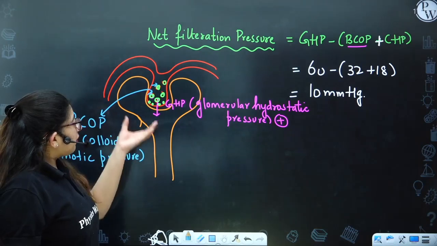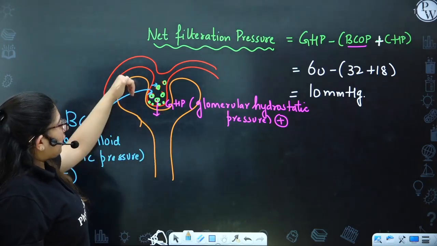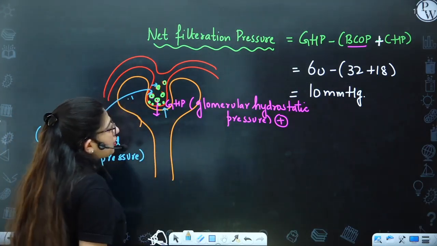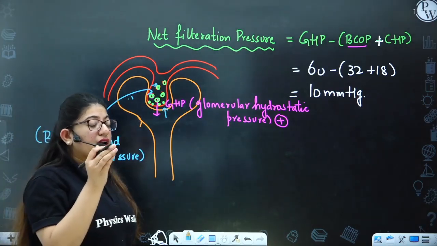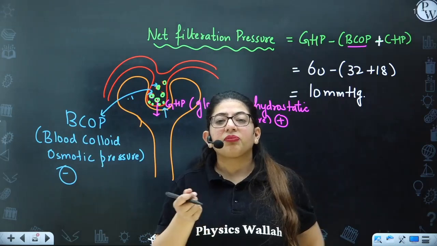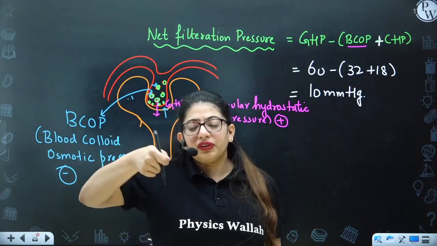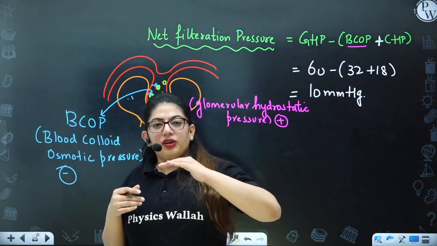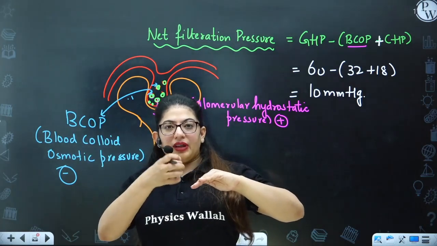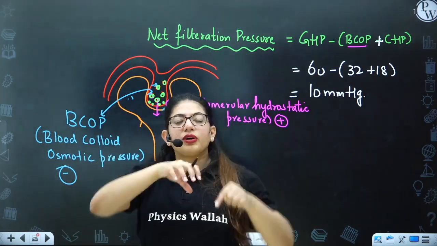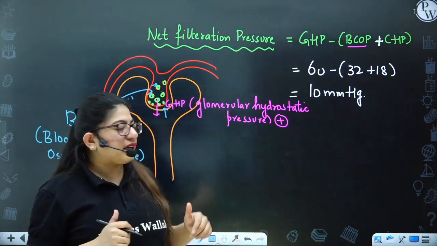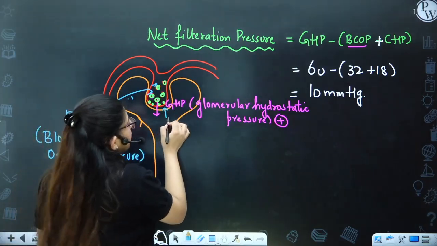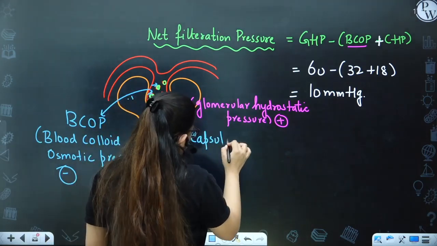Another: when a lot of filtration is taking place, the time will come when Bowman's capsule will fill. Again, the pressure will be in the opposite direction, offering resistance. It is like when you are filtering lemon water with a sieve, or filtering tea at home. When the glass gets full, the filtration stops and the reverse starts to happen, meaning the tea starts to collect in the sieve. The same is happening here. When this gets so full, it will start resisting the filtration process. And this negative pressure is your capsular hydrostatic pressure.